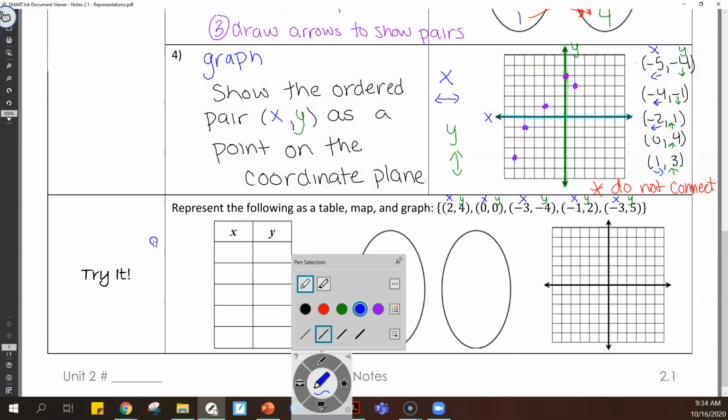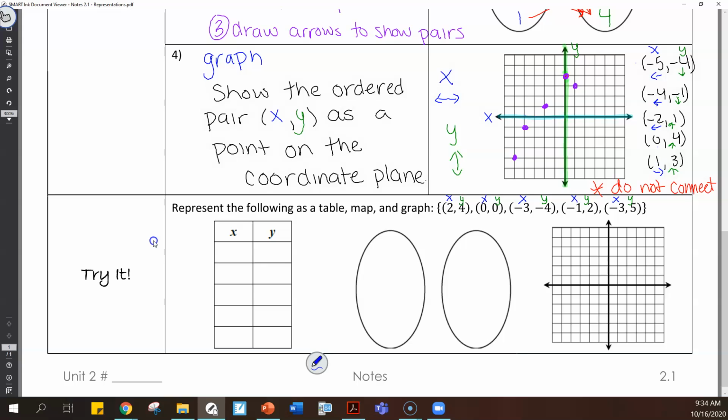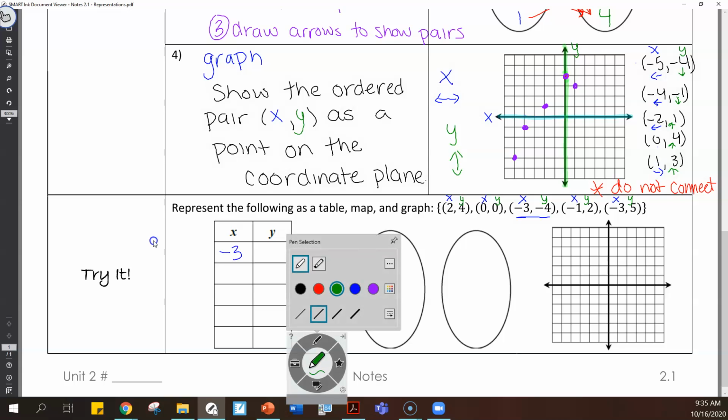So I can put these in a table. Remember, I want my table to go least to greatest based on the X value. So my smallest X value here is -3. So I'm going to write my -3, and I'm going to put the corresponding -4 that goes with it. I have another -3 over here that has a Y value of 5. So I'm going to put -3 with its Y value of 5. Then I've got -1 corresponds with 2, 0 with 0, and 2 with 4.